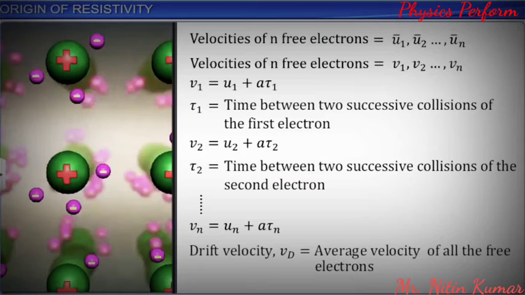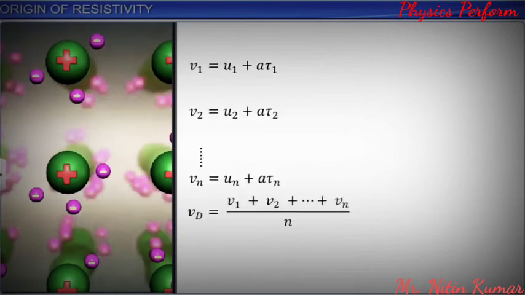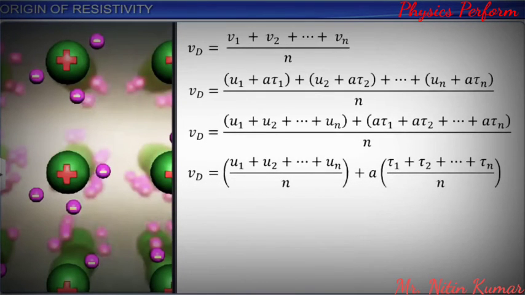The average velocity of all the free electrons is equal to the drift velocity vd. Hence, vd is equal to v1 plus v2 plus so on plus vn divided by n. Substituting the expressions for v1, v2, so on till vn in the expression for vd and simplifying, we get vd is equal to u plus a into tau.